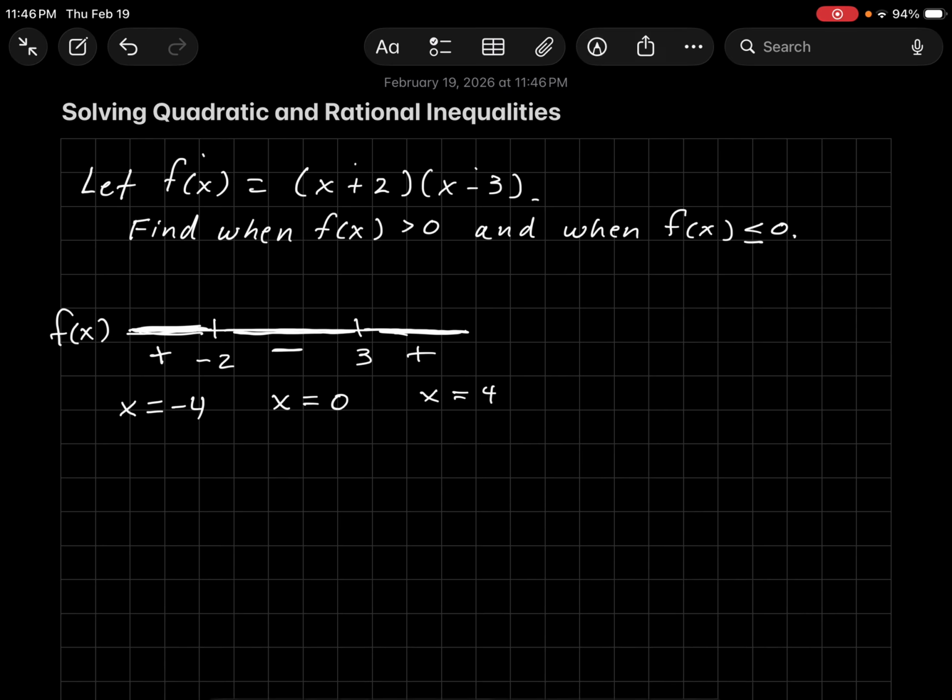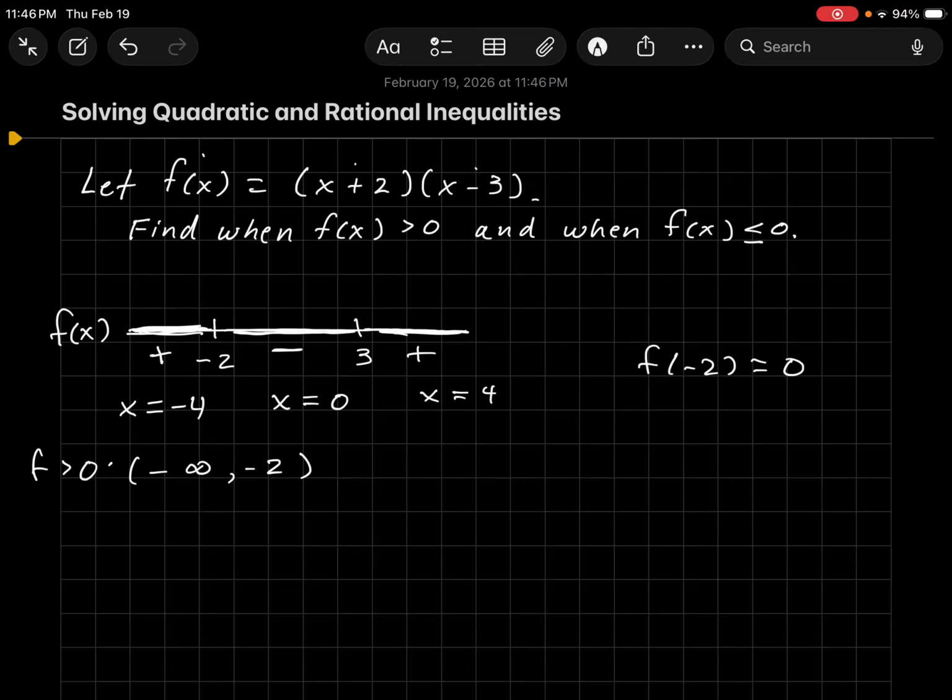And now I can easily answer the question. So when is f of x greater than 0? Now, strictly greater than 0. Well, that's everywhere up to negative 2, not including negative 2, because f of negative 2 equals 0, and I'm not counting that. Also, anywhere x is greater than 3.